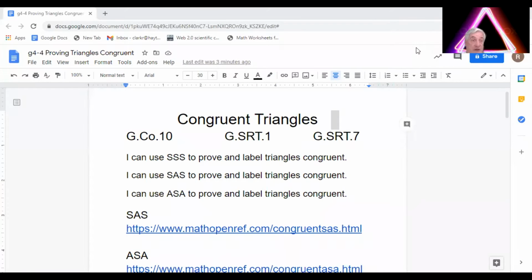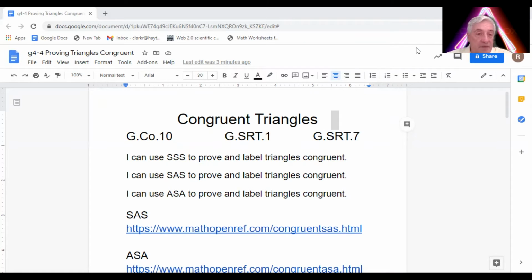Like I said, this is the second lesson we've had on congruent triangles. In the previous lesson, we talked about CPCTC, corresponding parts of congruent triangles are congruent. Now, how do you know they were congruent? The other day, I told you they were congruent. A book told you they were congruent. Now we have to worry about looking at two triangles and figuring out if they're congruent.